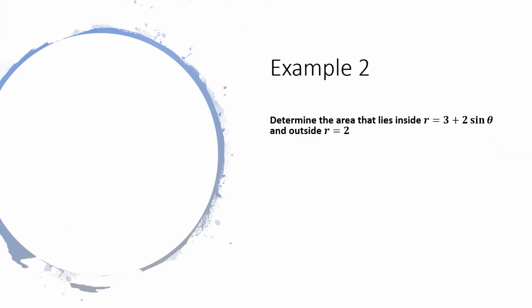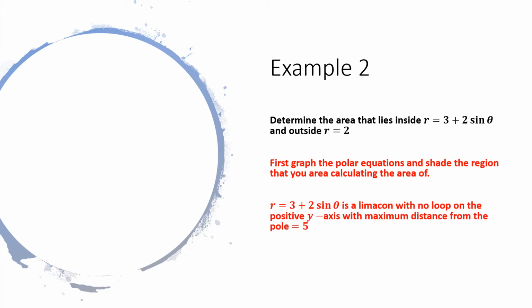All right, so in example 2, it says determine the area that lies inside of r equals 3 plus 2 sine theta and outside of r equals 2. So again, the first thing I'm going to do is graph it and shade the region that I'm trying to calculate. Remember that r equals 3 plus 2 sine theta is a limaçon without a loop. It's on the positive y-axis with the maximum distance from the pole of 5.